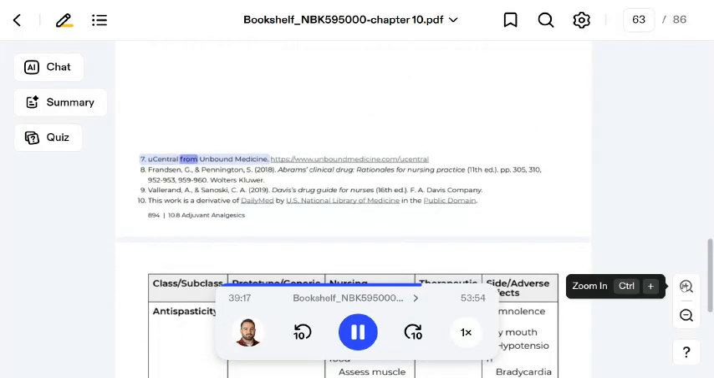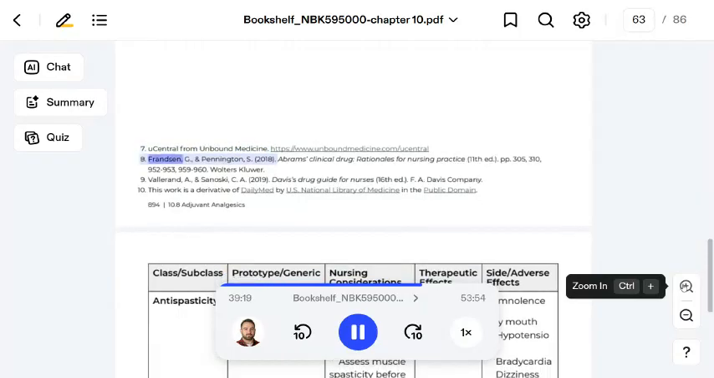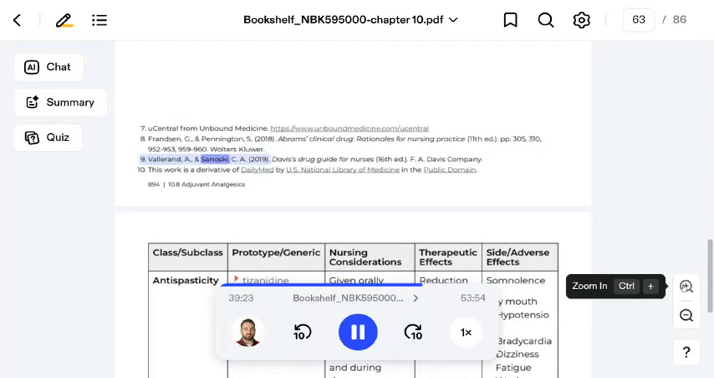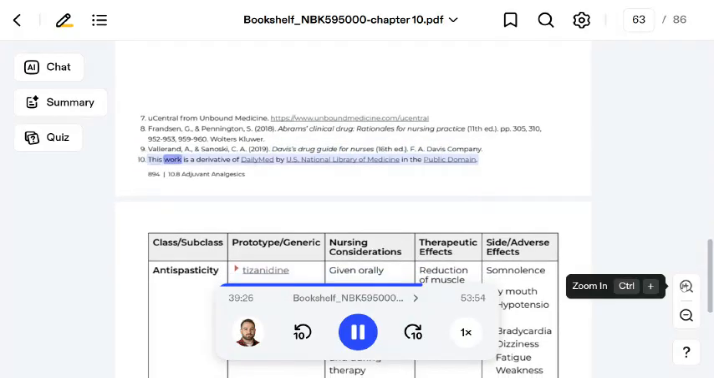7. U Central from Unbound Medicine. 8. France N.G. and Pennington S. Abrams Clinical Drug Rationales for Nursing Practice. pp. 305, 310, 952 to 953, 959 to 960. Walters Kluwer, 9, Valorand A. and Sanofsky C.A. Davis's Drug Guide for Nurses. F. A. Davis Company. 10. This work is a derivative of Daily Med by U.S. National Library of Medicine in the public domain.